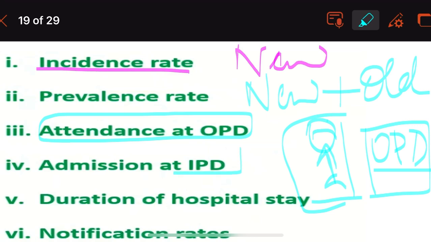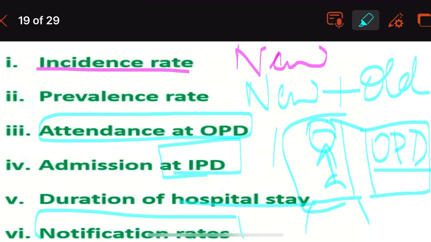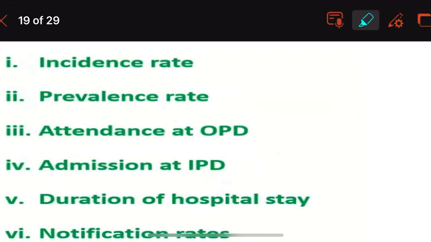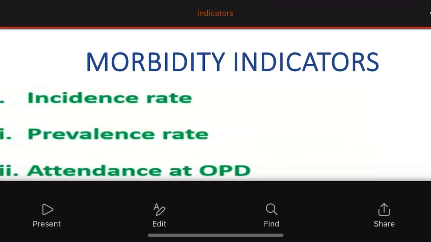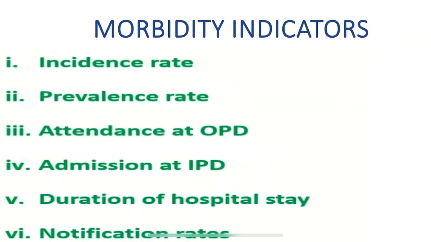Then we have admissions in IPD, duration of the hospital stay of that individual, and the notification rates. That is, you maintain a record of the total number of people and you notify it to the higher authorities. So in this way, we can determine the morbidity indicators. Morbidity is nothing but the disease.